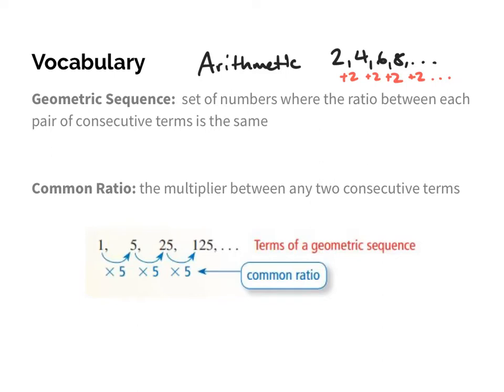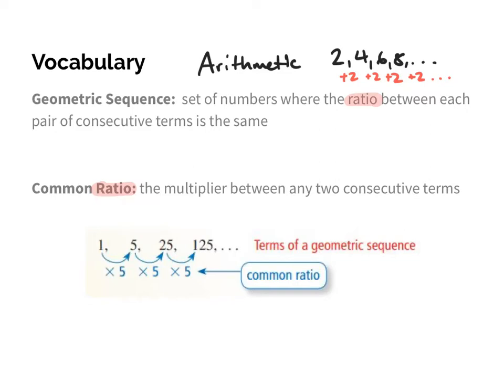So in a geometric sequence, you're going to see a set of numbers again where the ratio between two consecutive terms is always going to be the same. Now, ratio is going to be a little bit different word. Instead of using the common difference, we're talking about what's called the common ratio. The common ratio is going to be the multiplier between any two terms.